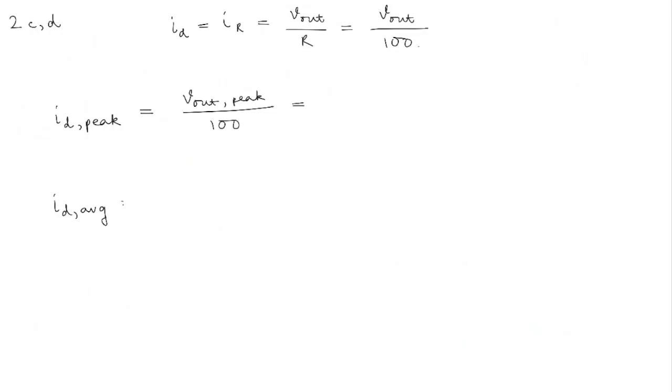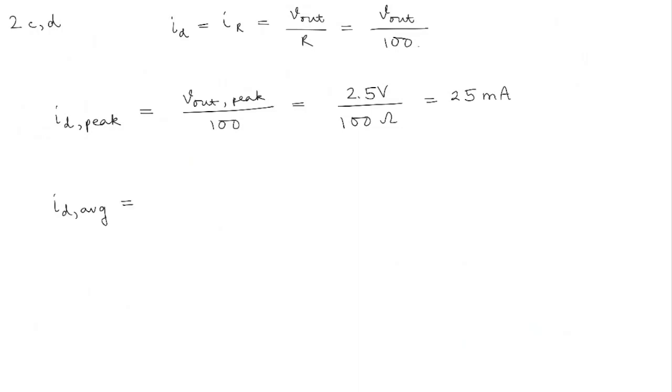So what I'm saying is ID is equal to IR, the resistor current, and that is equal to V out divided by R, where R is 100 ohms, isn't it? So let's write that 100. So ID peak, the peak of the diode current, is simply going to be V out peak divided by 100. Now what is the V out peak that we calculated? It was 2.5 volts. So we say this is simply 2.5 volts divided by 100 ohms, and that turns out to be 25 milliamperes.